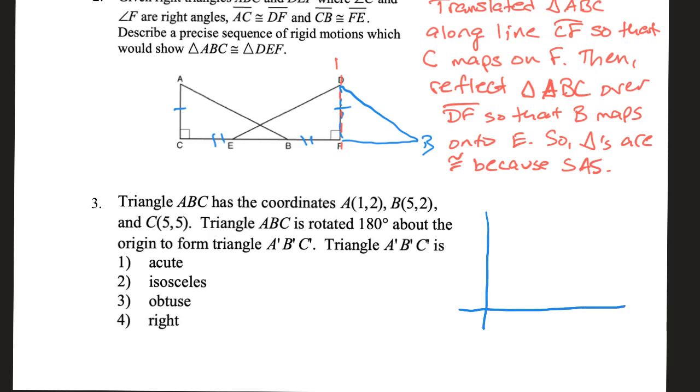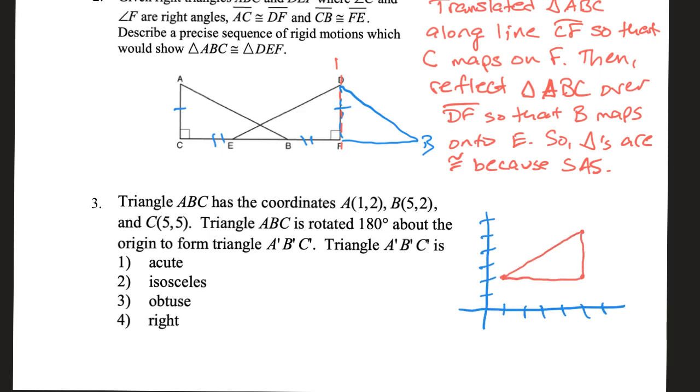I only need the first quadrant here. 1, 2, 3, 4, 5, 6. I'll give myself an extra one. 1, 2, 3, 4, 5, 6. All right. So point A is at 1, 2, right there. B is at 5, 2. And C is at 5, 5, about right there. Draw my sides in there.